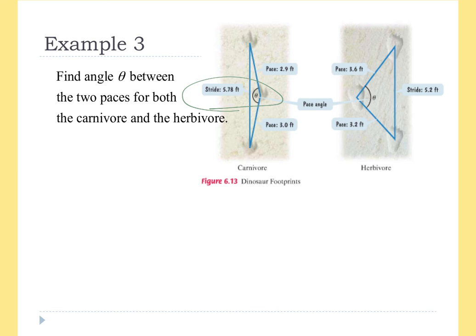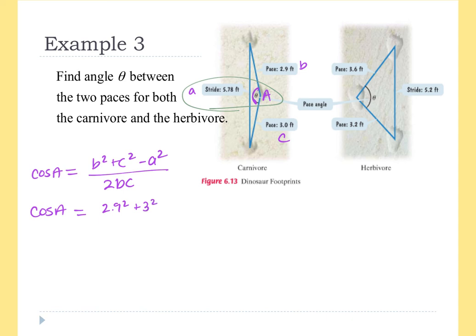And you're like, I don't know which one to use. If I'm given all three sides, I'm going to use law of cosines. So I'm going to find theta. I can call it A. If you want to label them so that they're less confusing, you can totally do that. I would get the cosine of A equals B squared plus C squared minus A squared over 2BC. So cosine of A would equal 2.9 squared plus 3 squared. Order there doesn't matter, but you do have to subtract the 5.78. Over 2 times 2.9 times 3.